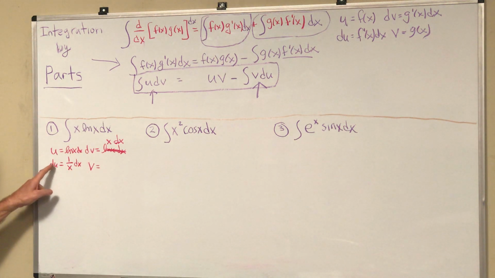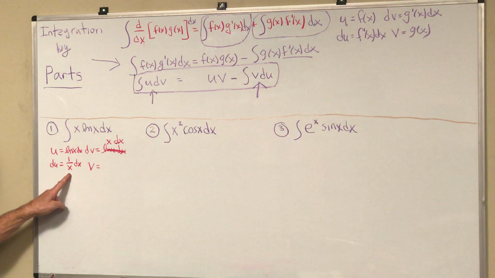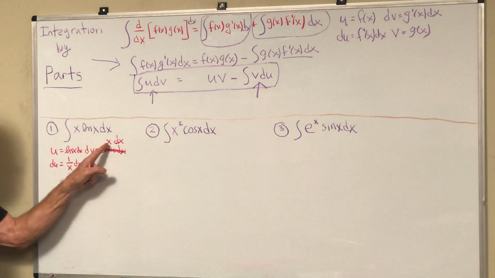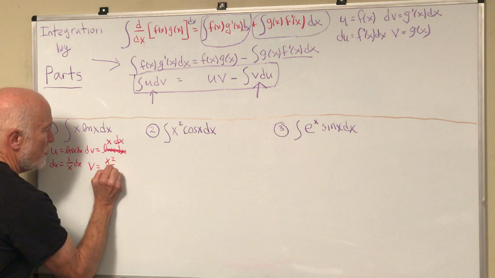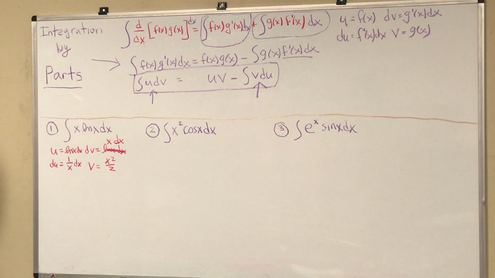So the differential du is 1 over x dx. The antiderivative of x dx is x squared over 2. So now we can use the formula and see if it works. Maybe it won't work and maybe it will.